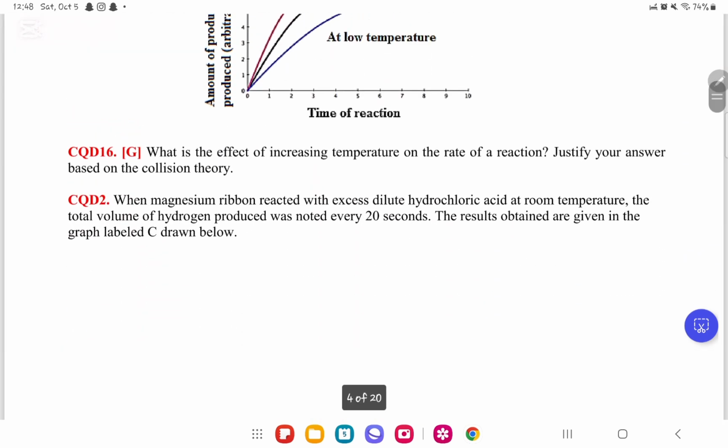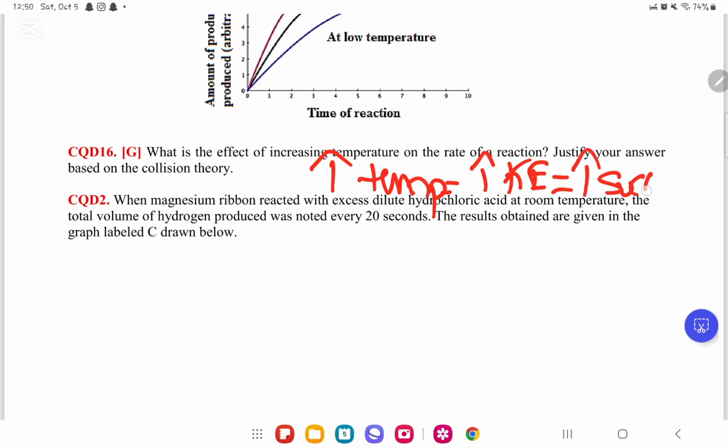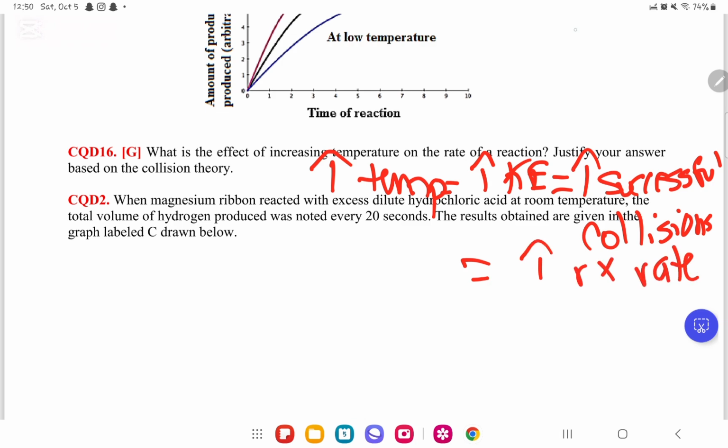Now CQD number 16. What is the effect of increasing temperature on the rate of a reaction? As we increase the temperature, there's an increase in the kinetic energy of the reactants. And if the kinetic energy increases, they are more likely to bump into each other, so there's an increase in successful or effective collisions, and thus this results in an increase in the reaction rate.